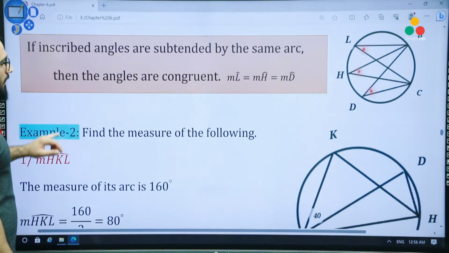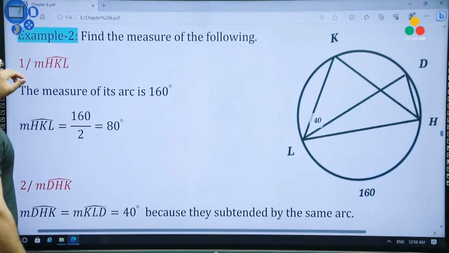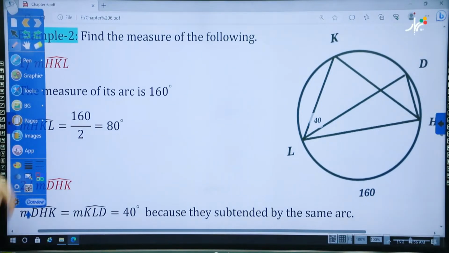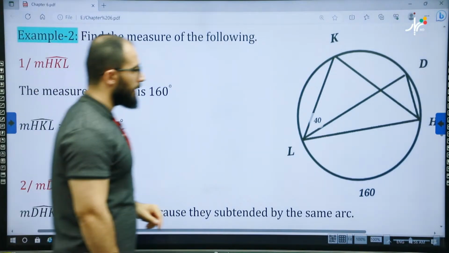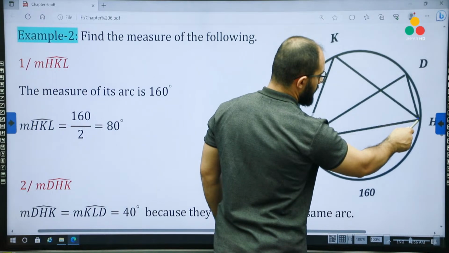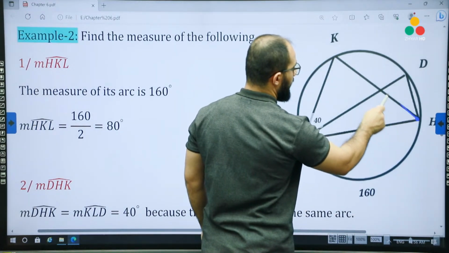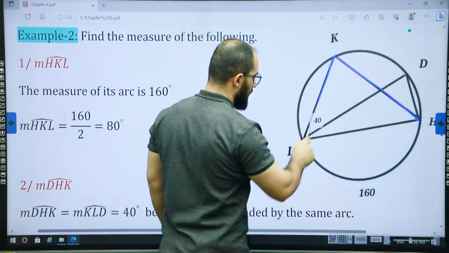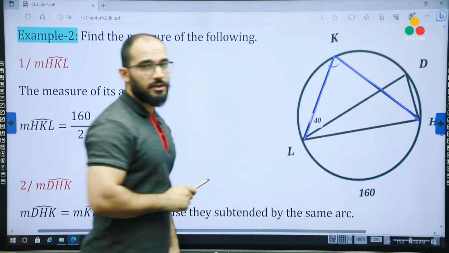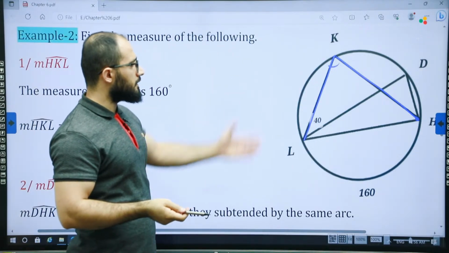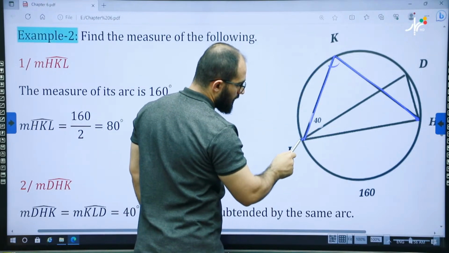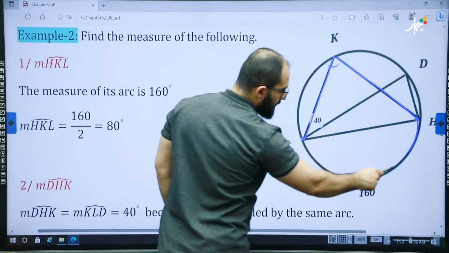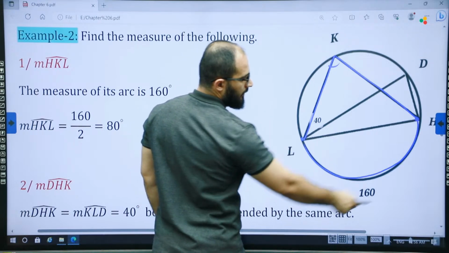Example 2. Find the measure of the following. Number 1, measure of HKL. In this subject, please try to follow the letters. HKL: this is H to K to L. It means this angle, HKL. How can you find it? This is an inscribed angle. Directly look at the opposite arc. The arc of that angle is LH.